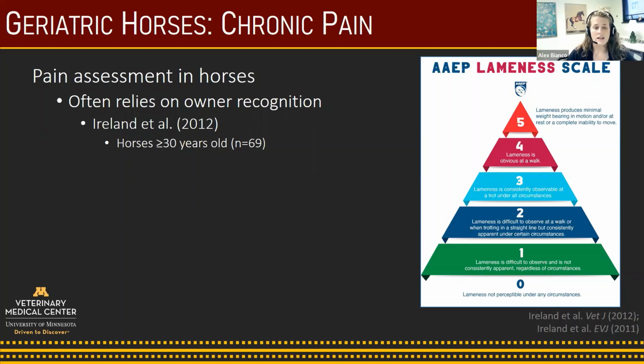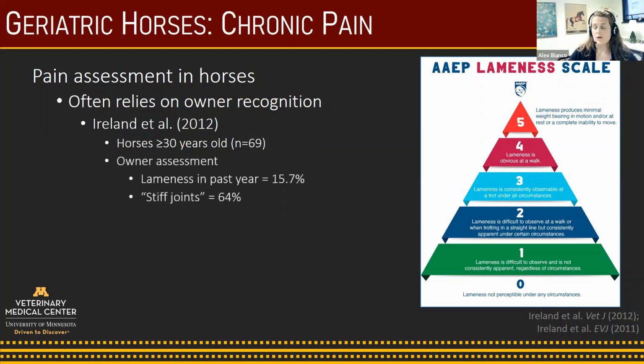There's been one study that's very interesting, from the UK, back in 2012. They looked specifically at horses who are 30 years of age and older, so our super geriatrics. They had almost 70 horses in this study. First they did an owner assessment, just asking them about their old horses, and 15.7% of the owners reported that their 30-year-old plus had been lame in the past year, but 64% reported their horse had stiff joints.